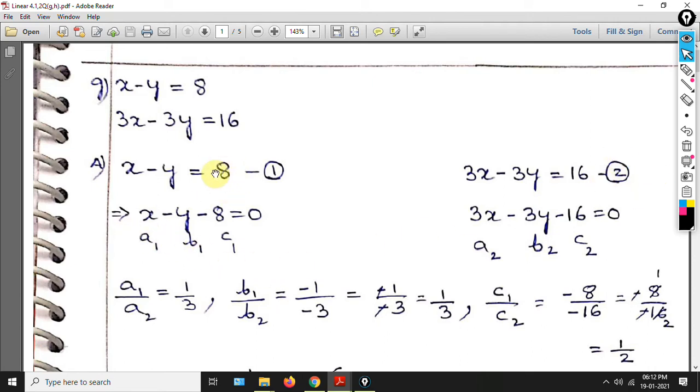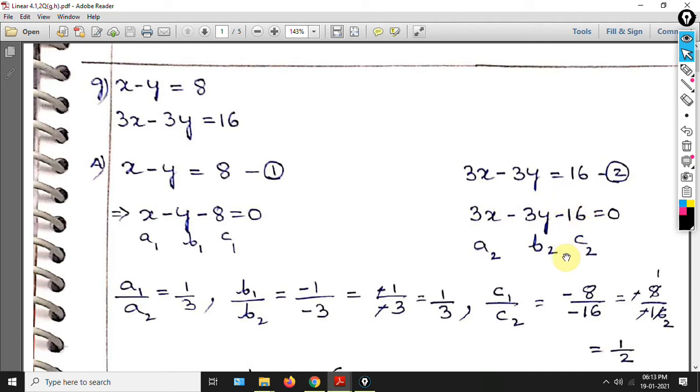Now we are bringing this 8 to this side. First we write x minus y as it is. Next, when this 8 comes to this side, it will become minus 8 equal to 0. Here the coefficient of x becomes a1 and the coefficient of y becomes b1, so minus 1 is b1 and the constant value is c1. Here also the coefficient of x becomes a2, so 3 is a2, and the coefficient of y becomes b2, so minus 3 is b2 and the constant value is c2.